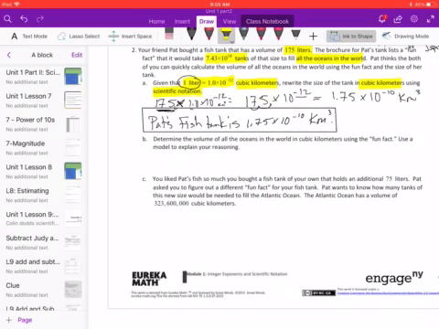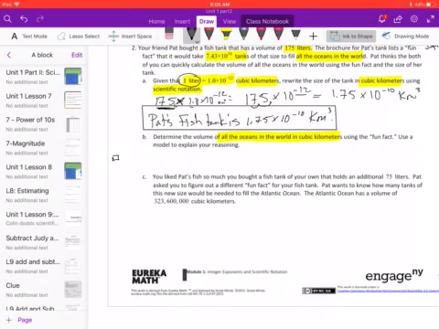Now let's see what letter B says. It says, determine the volume of all the oceans in the world in cubic kilometers using the fun fact. Use a model. So a simple model is I have a fish tank, which is 1.75 times 10 to the negative 10th, and I have all the oceans of the world, my wonderful world there, equals 7.43 times 10 to the 18th tanks, fish tanks, my little fish tanks.